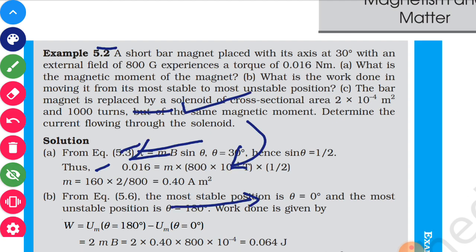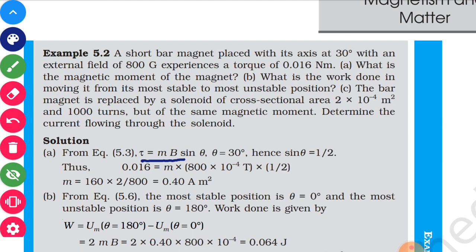It's easily calculated. Tau is equal to mB sin theta. Theta is 30, so sin 30 is 1 by 2. Place the value of torque and the magnetic field, sin 30 is 1 by 2, and make m the subject of the formula. You will get the answer to be 0.4 ampere meter square.